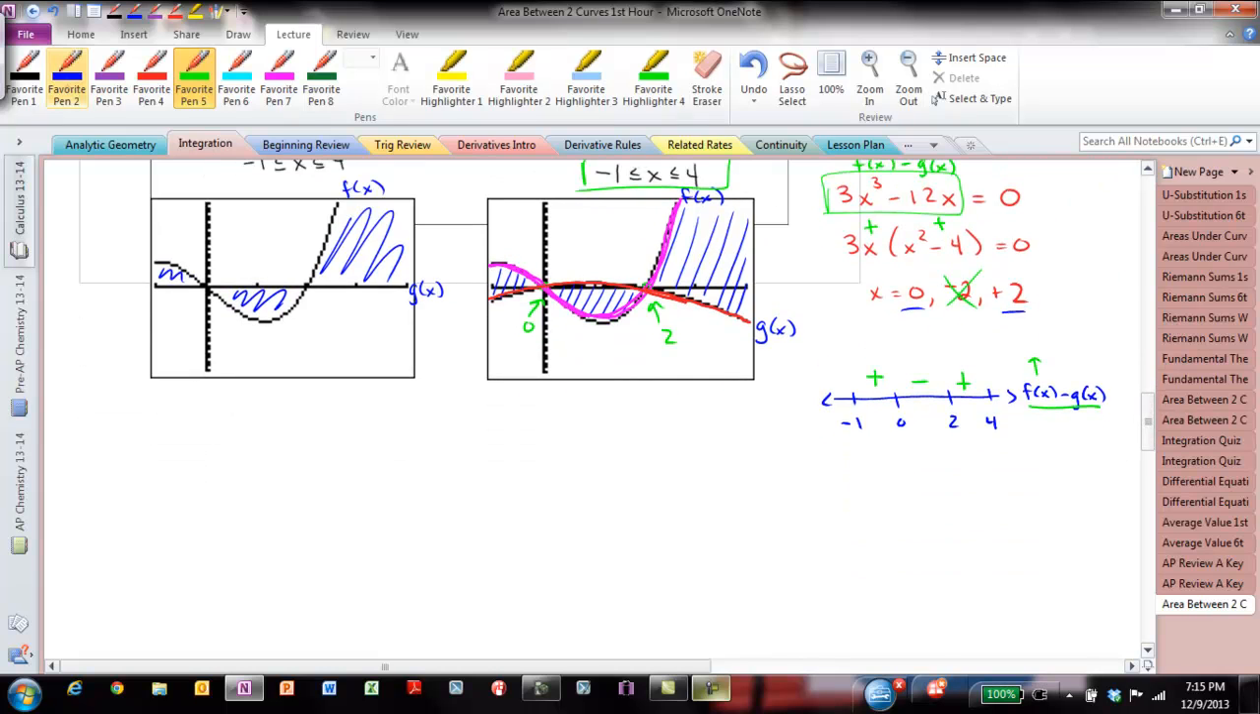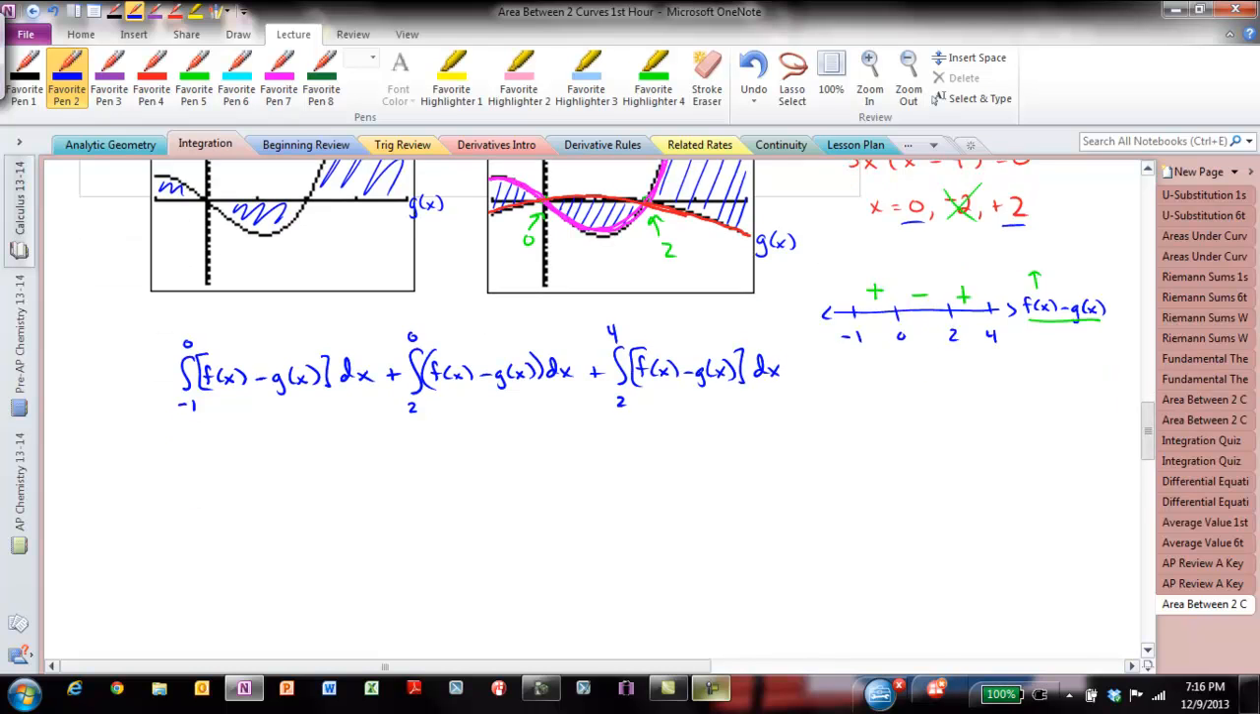So we're going to set up our integrals the same way that we did before. We're going to go from negative 1 to 0 of f of x minus g of x. And then the second integral I need to flip somehow, but because I want to keep f of x minus g of x, I'm going to again go from 2 to 0. And the last one doesn't need to change, it's 2 to 4 of f of x minus g of x dx.